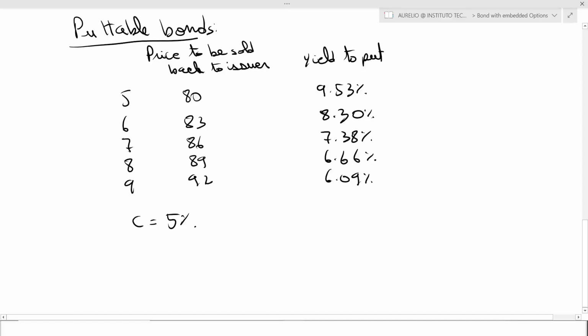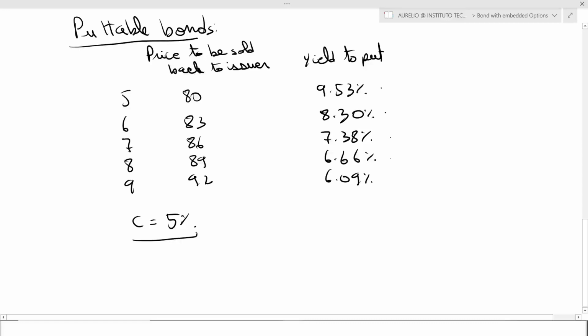So this is basically something that is protecting you in case the company does really badly. When the price of the bond goes down by a lot, that means that the yield to maturity goes up by a lot. Then you want to get rid of that bond. You want to give back the bond to the issuer. So in this case, the yield to put is really high: 9.53%, 8.30%, 6.38%, and so on. So why would you want to give back the bond to the issuer? Well, currently you're receiving a coupon of 5%.